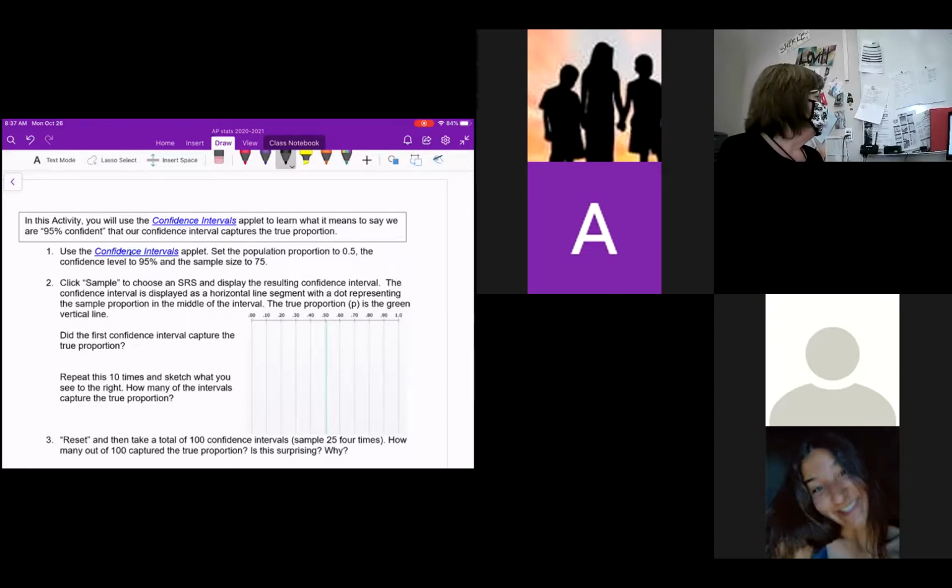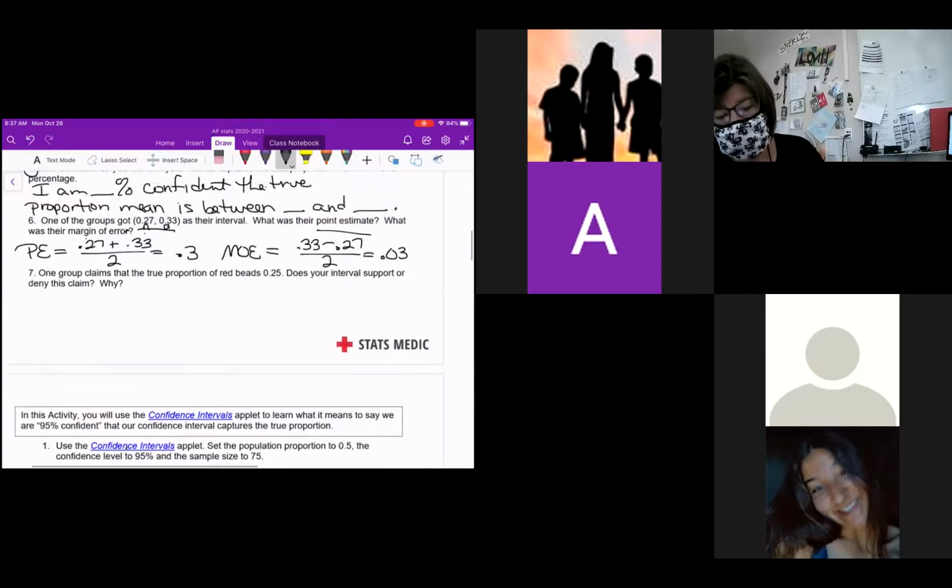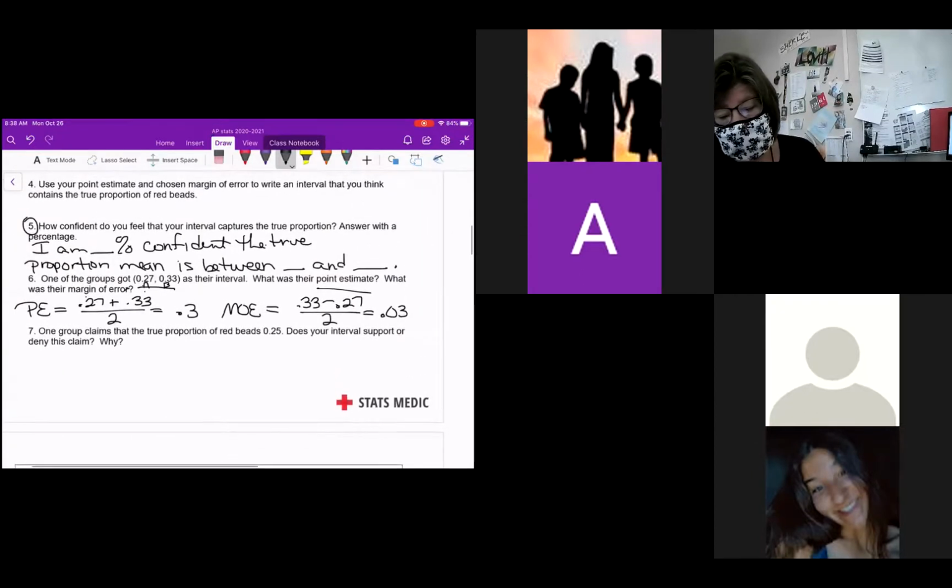Mrs. Lovett, yes. How do you find the percentage for number 5? Say that again, a little louder. It's hard for me to hear you. How do you find the percentage for number 5? On this part, that was your percent. You had to come up with a percent.